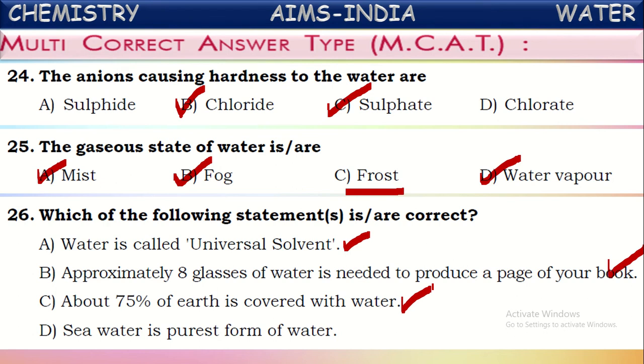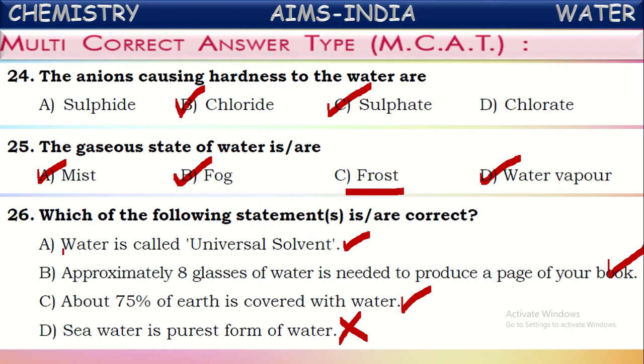And the last statement, if you say seawater is the purest form of water, is it correct? No, because seawater we can say is the most impure form of water because it contains large quantities of salts and other impurities dissolved in it, isn't it? That's why seawater is not the pure form. Whenever you taste seawater, it will be very salty because of the presence of excess amounts of salts dissolved in it. So we can say it is an impure form of water but not pure.